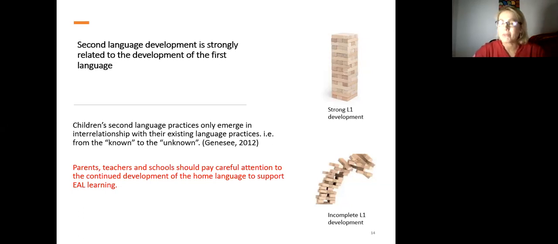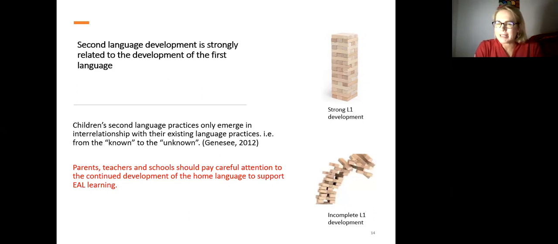Just going back to this idea of the role of the first language in helping students to learn, I think it's quite important just to go back to tried and tested theory and what scientists, psychologists, developmentalists have found out about the way children develop language. And Fred Genesee, who's an educational psychologist who's written a lot about bilingual or multilingual children, has said it's really important to remember that children's second language practices only emerge in interrelationship with their current language practices. So they really need to move from something they know to something they don't know. It's again that idea of not throwing them in at the deep end, because they need to actually hook the new language onto something that they know.